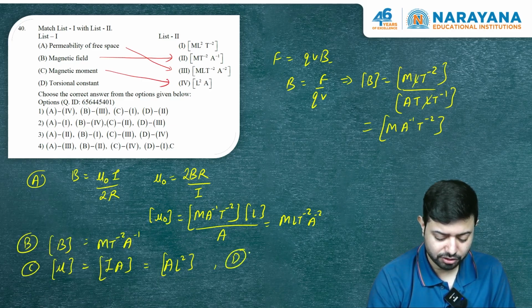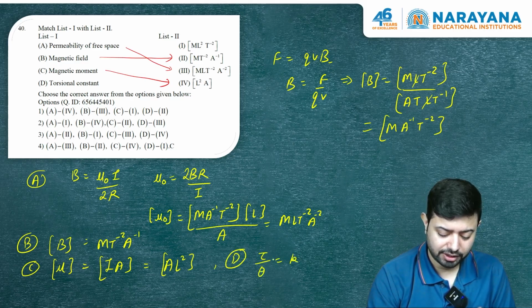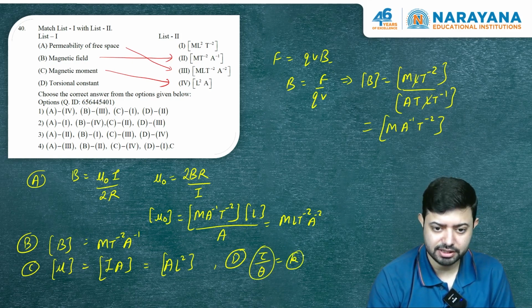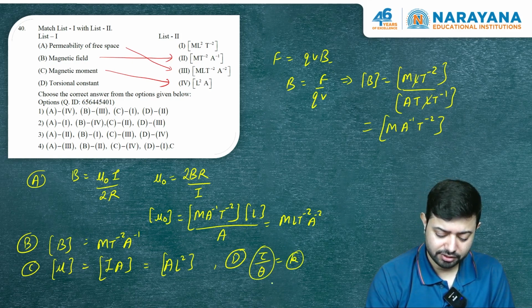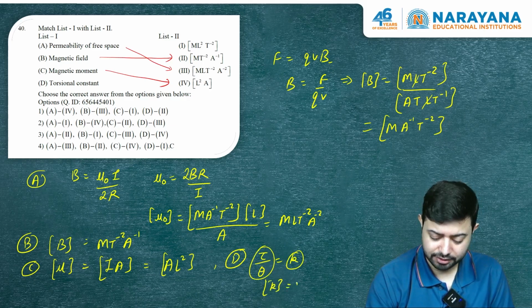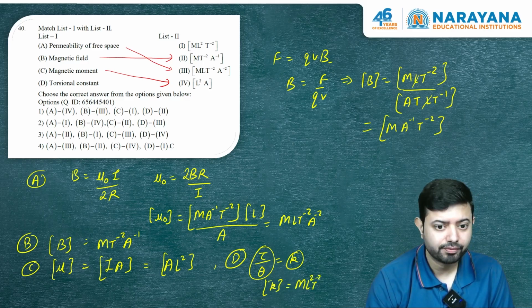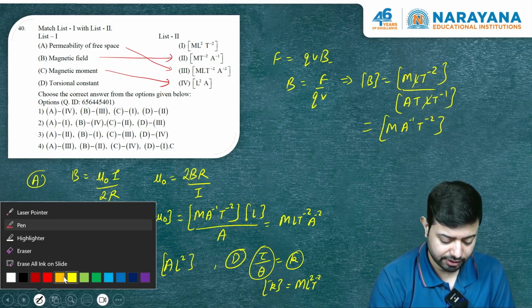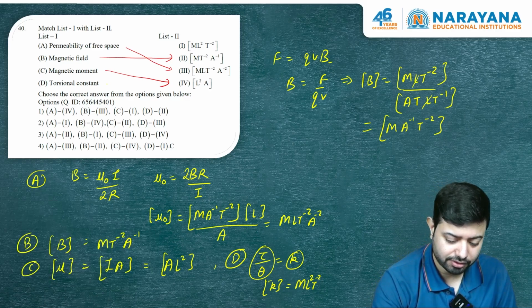For D option, torsional constant, we can use the torque equation. Torque by theta is my torsional constant, so the dimension formula of torsional constant will be the dimension formula of torque only. Theta has no dimension, right. Torque dimension is, just like force into distance, M L squared T to the power minus 2. Clear. Which option is matching? With D, it is the first option.